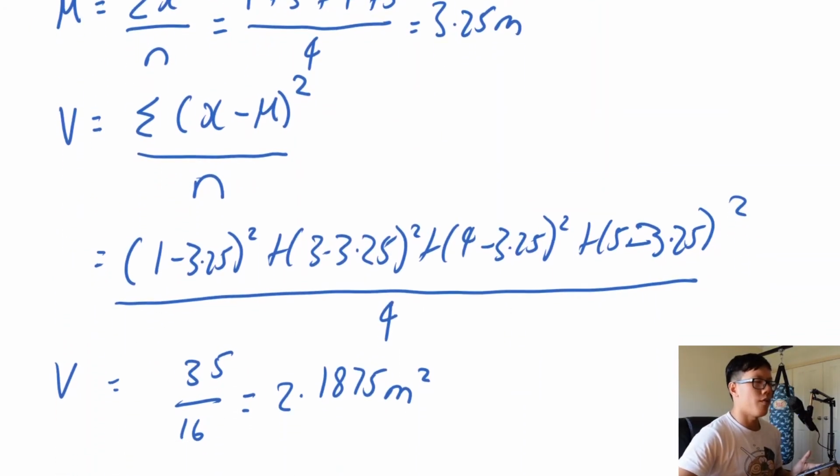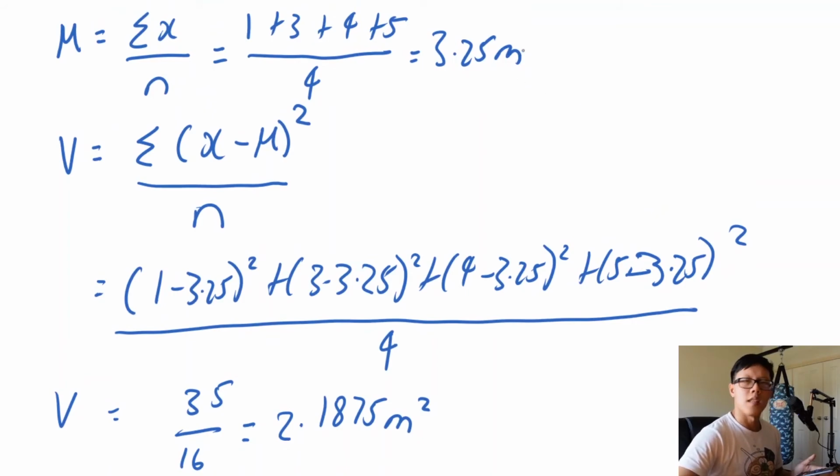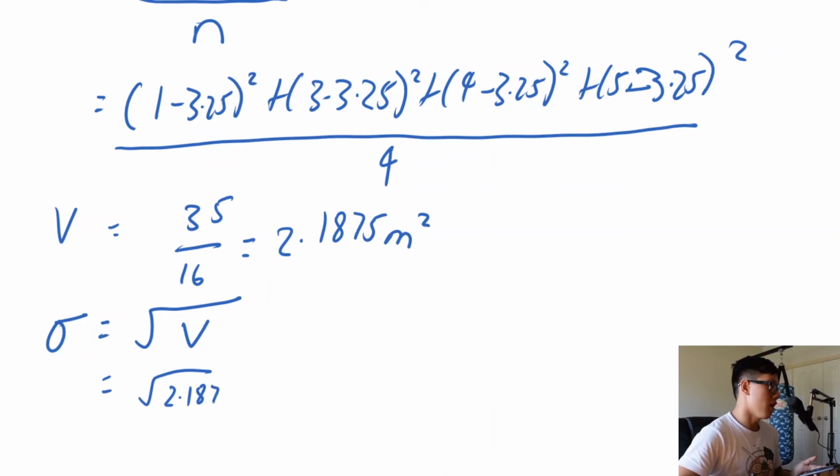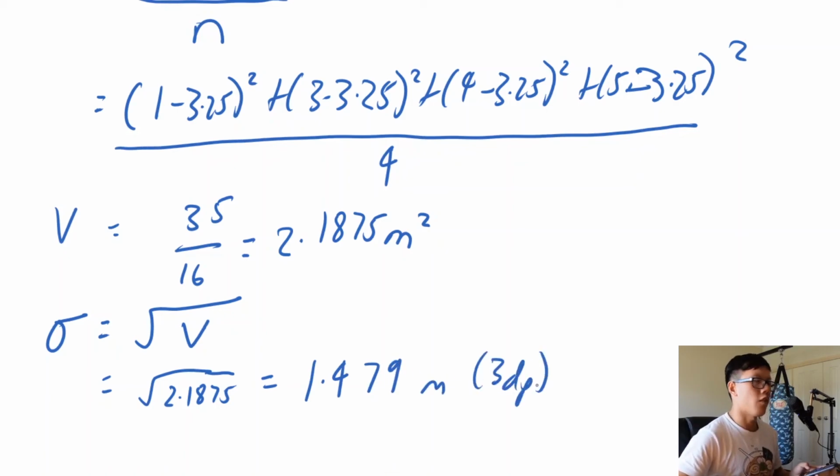But that's not very useful to us because our initial units are in meters, and it's not very intuitive what meters squared means. So instead, we're going to find the standard deviation, which is simply the square root of the variance. The symbol used to denote the population standard deviation is sigma, lowercase. So I take the square root of the variance, which is the square root of 2.1875, which gives us 1.479 meters, rounded to 3 decimal places. And that's how you find variance and standard deviation.